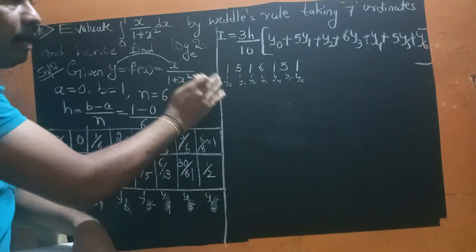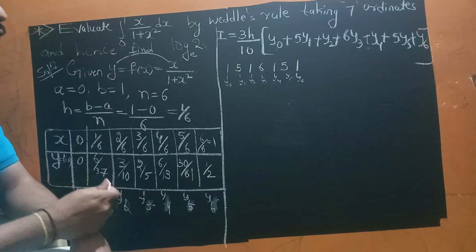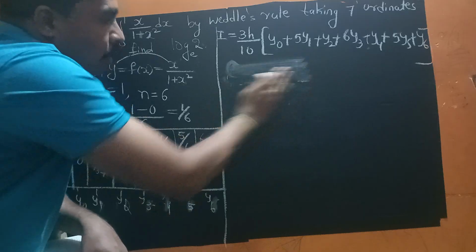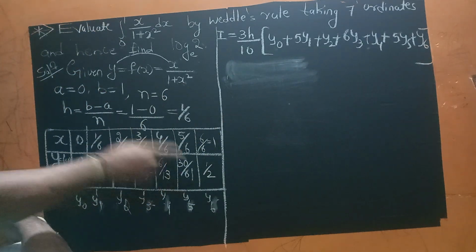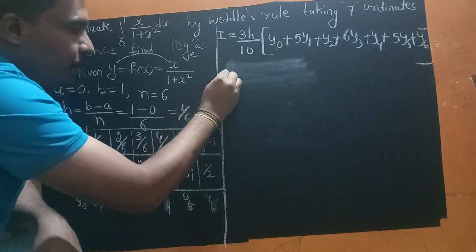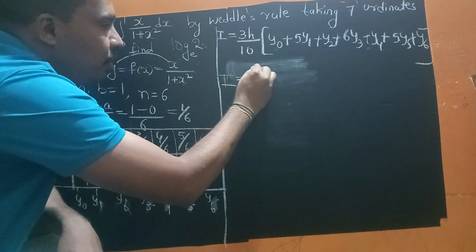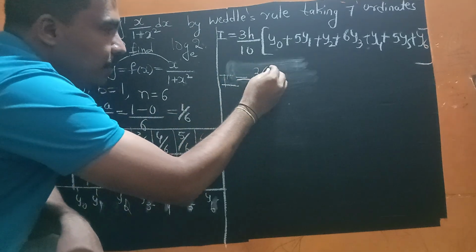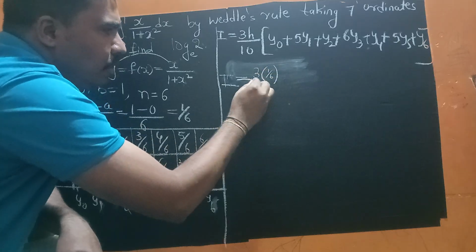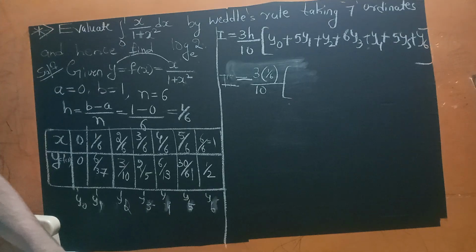Okay, this is a simple technique. You have to remember Weddle's rule. Now, here we have all the values y0 to y6. Just replace. I equals 3h by 10. H value is what? 1 by 6. 1 by 6 divided by 10, and the corresponding y values.